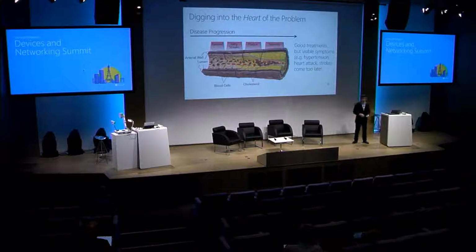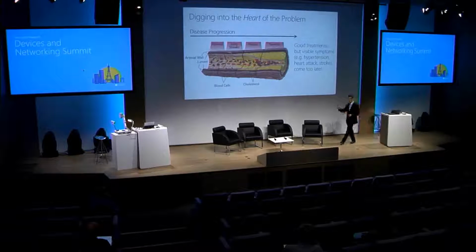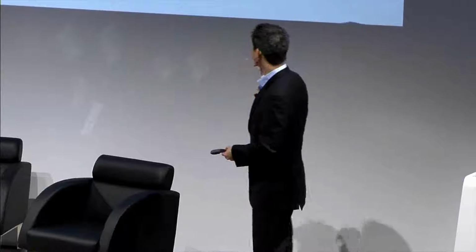The good news is that there are many treatments available during the course of this progression to either slow or stop, or in some cases slightly reverse, the progression. The bad news is that with today's techniques, we don't detect this progression until it's pretty late. By the time we see symptoms, you've got hypertension, you've had a heart attack, you've had a stroke, and we can only reverse the damage by so much. So the goal is to detect it as early as possible so that we can intervene, either with behavioral changes or medication.